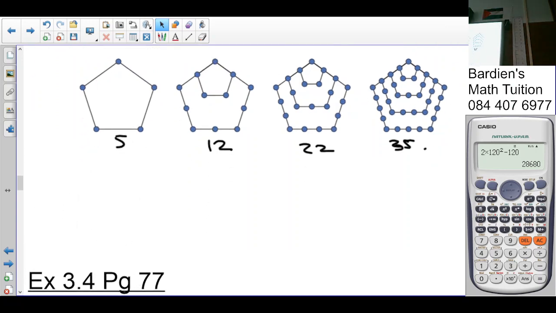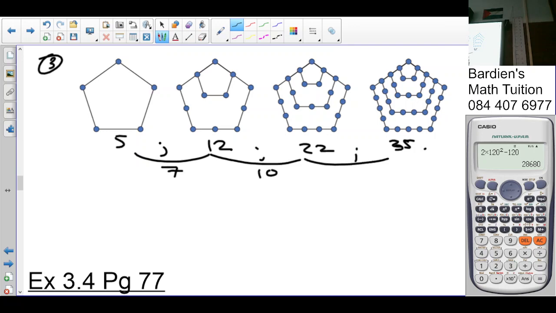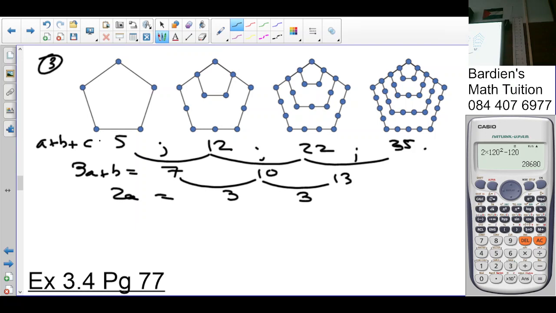So this is number 3. Okay, so how do I move from one term to the next? Adding 7, then 10, then 13. So it's quadratic. Why? Because it has a second difference. What do I write on the side? 2a, 3a plus b, a plus b plus c. That's going to be Tn is equal to an squared plus bn plus c.